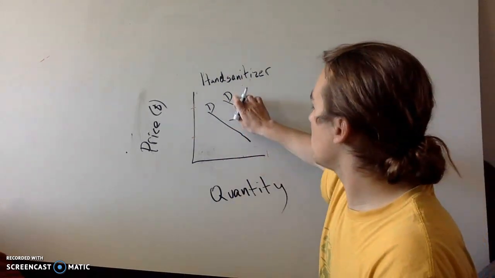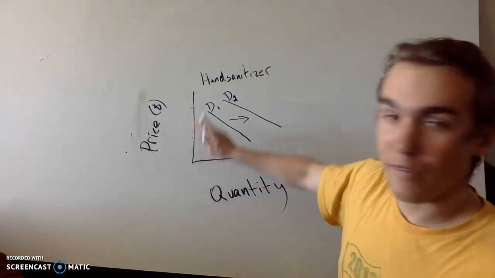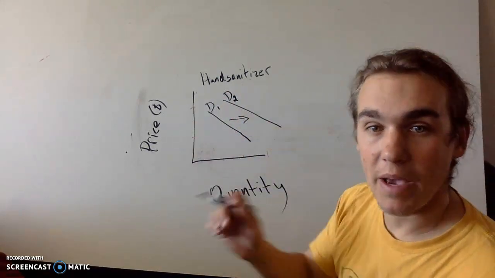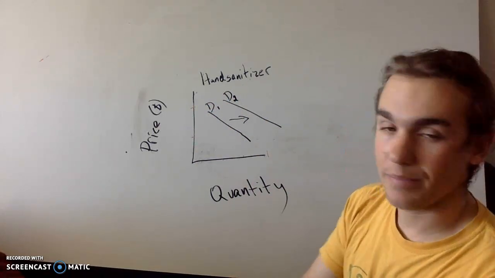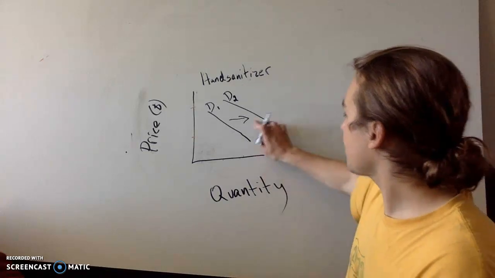And I might actually change this. I might go 1 and 2. First situation, second situation. The demand is going to shift to the right because of consumer expectations. Sweet. Now let's look at supply.